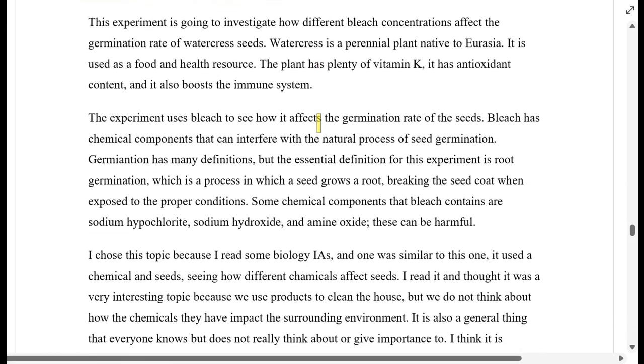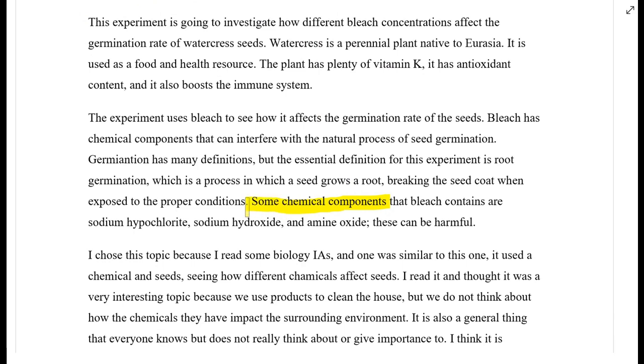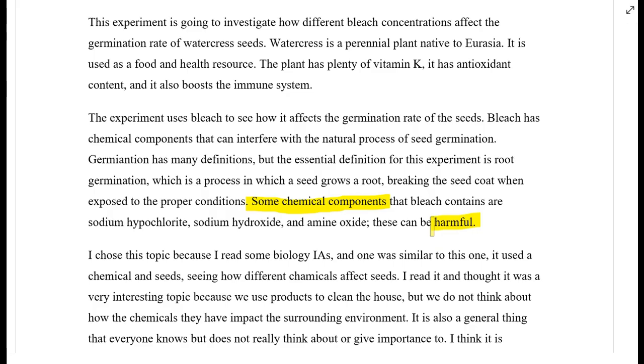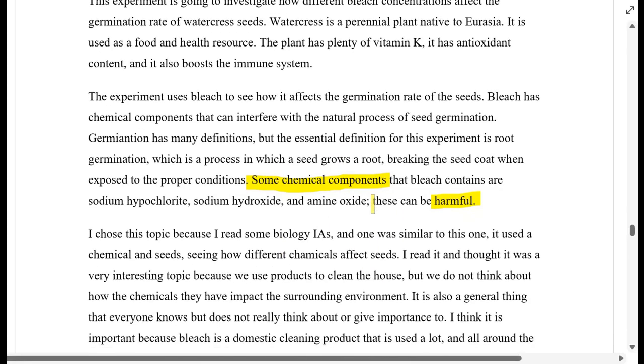Further down, you talk about chemical components. Now, some chemical components, no, that's general. You're writing this introduction as an introduction to your experiment. So make sure you find the bleach you used, the components it has, and then talk about them. And harmful, come on, this is DP Bio. What do you mean harmful? What do they do? Do some research and add in a cited section for your specific bleach and the chemicals in there.